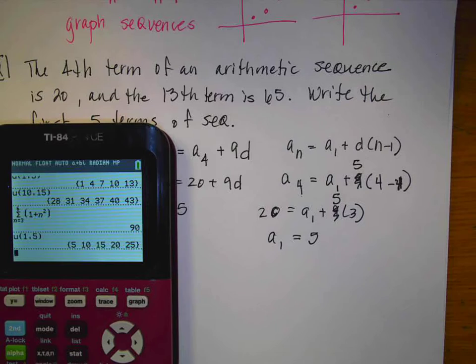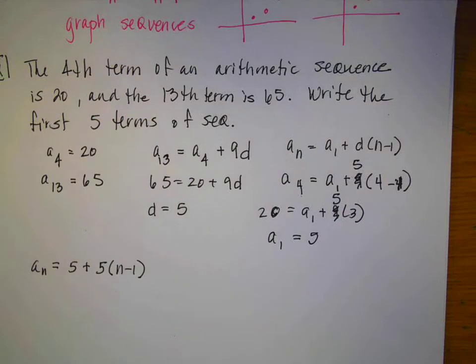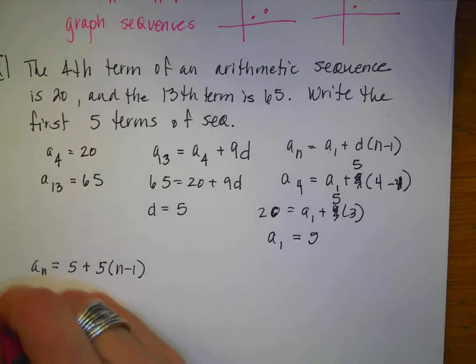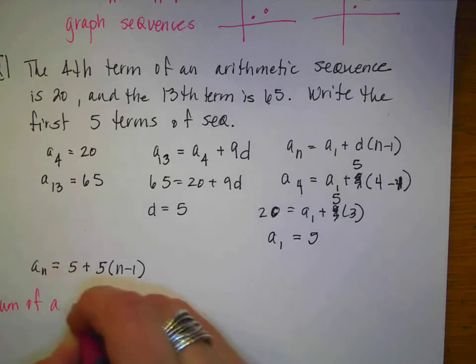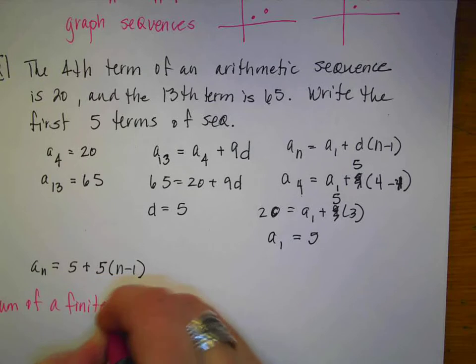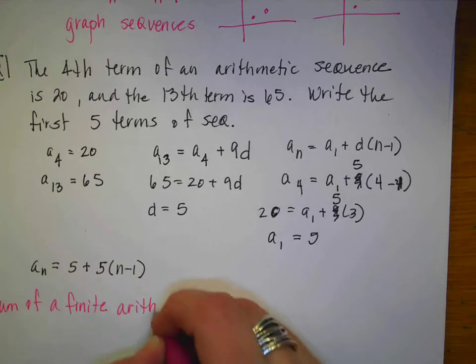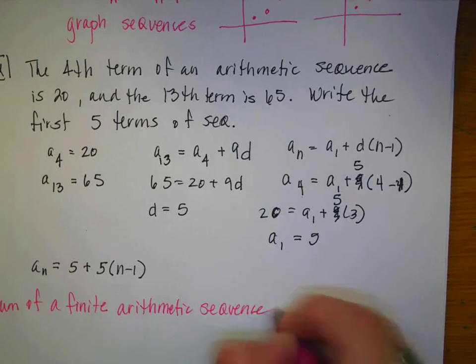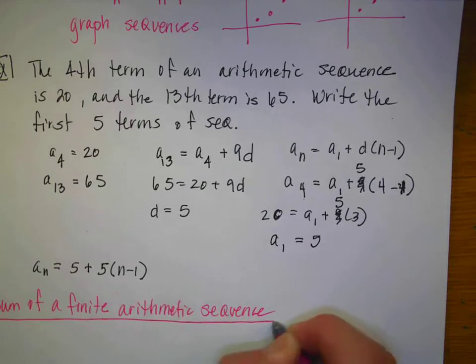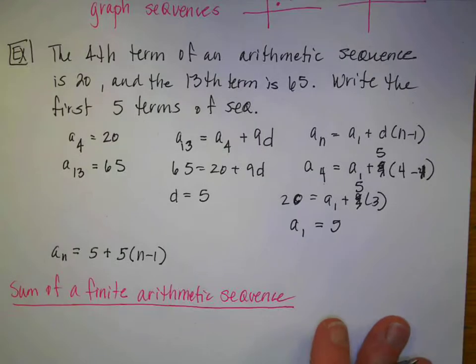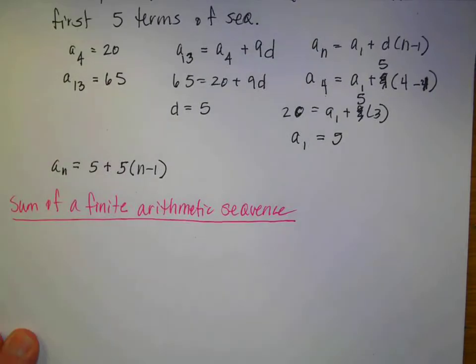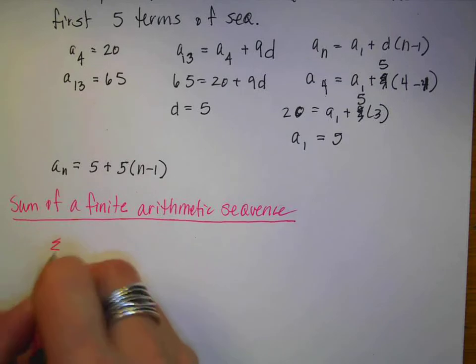And you could have gotten the 5 terms quite easily by hand, but sometimes it's nice to be able to see it done in your calculator. All right. So the next thing we want to talk about while we're in our arithmetic sequence is talking about the sum of a finite, which means I want a definite number of terms, arithmetic sequence. Alrighty, so here we go. I can start anywhere in the sequence. I can end anywhere in the sequence.